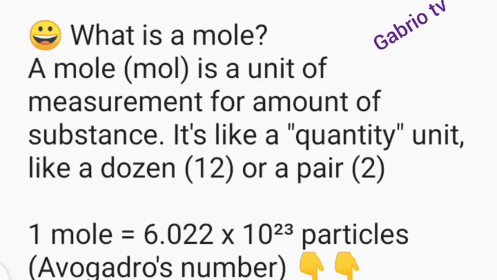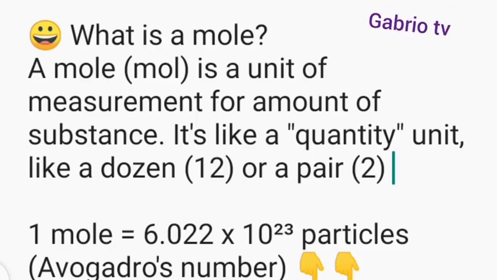Probably if you talk about a dozen, which is 12, you talk about a pair, which is 2. So that is what a mole is. It's a unit of measurement for a substance. And if you look at this, we have 1 mole equals to what? 1 Avogadro's number, which is 6.022 times 10 to the power 23 particles. So it means that in 1 mole of a substance we have 6.022 times 10 to the power 23 particles. That's just the concept of a mole.